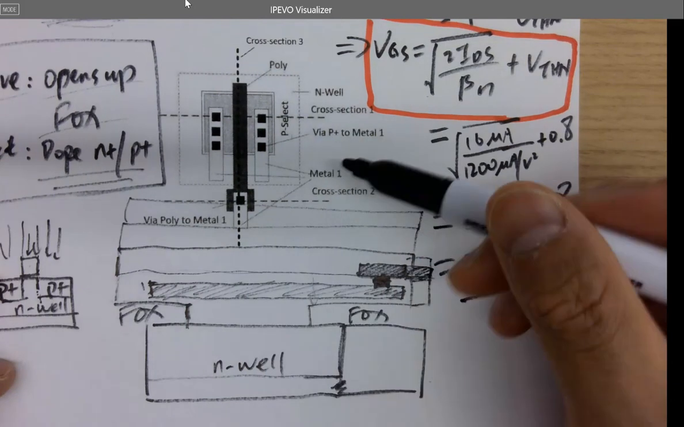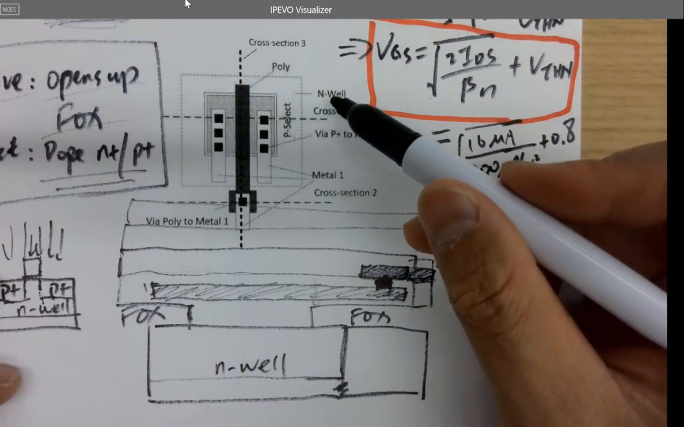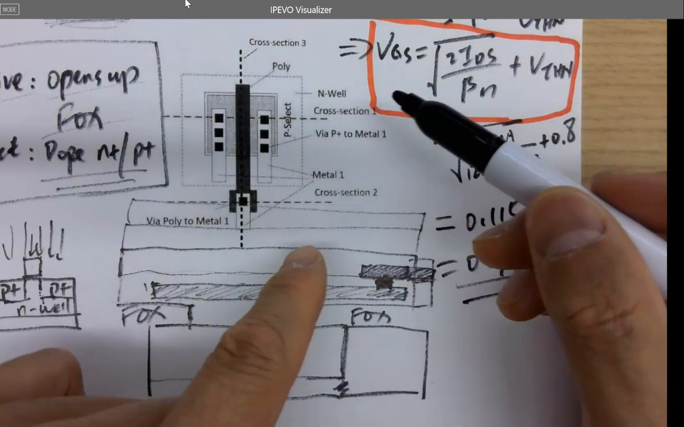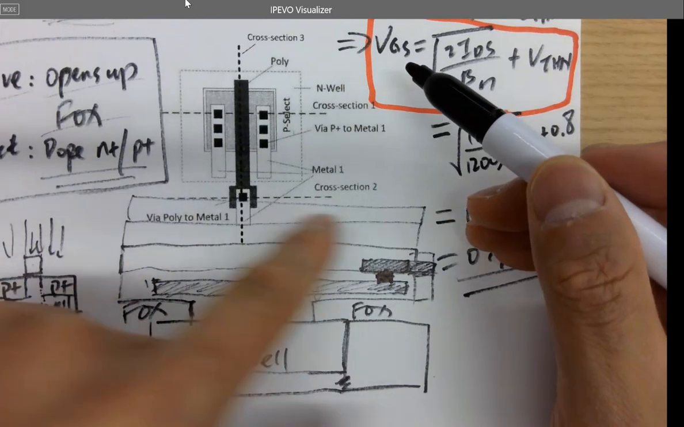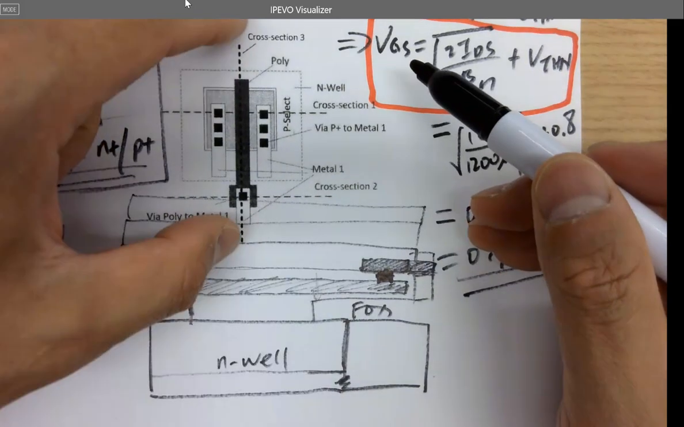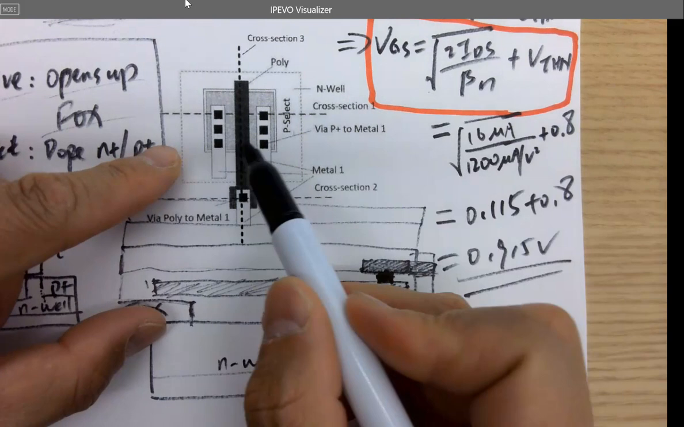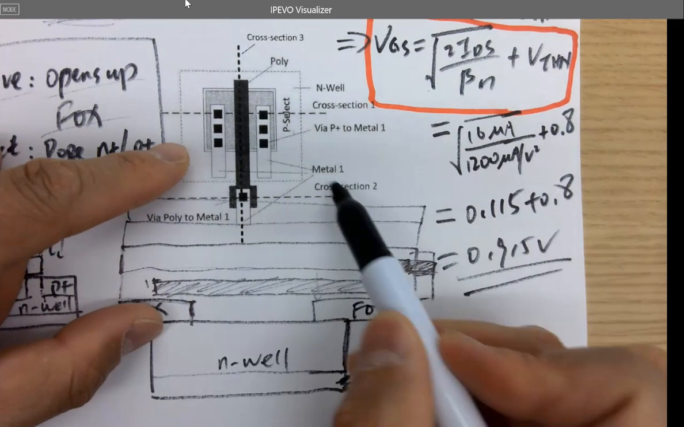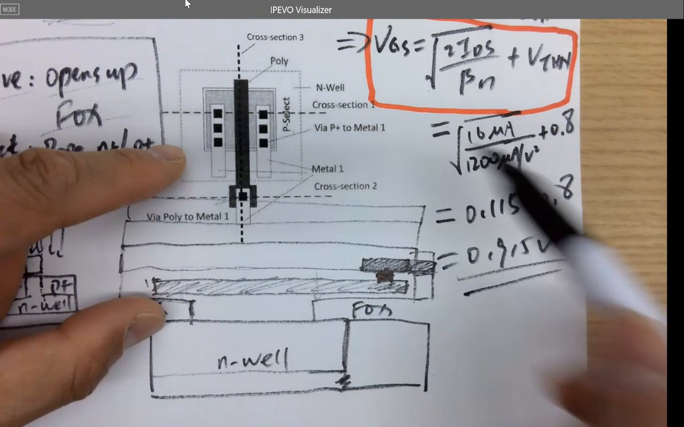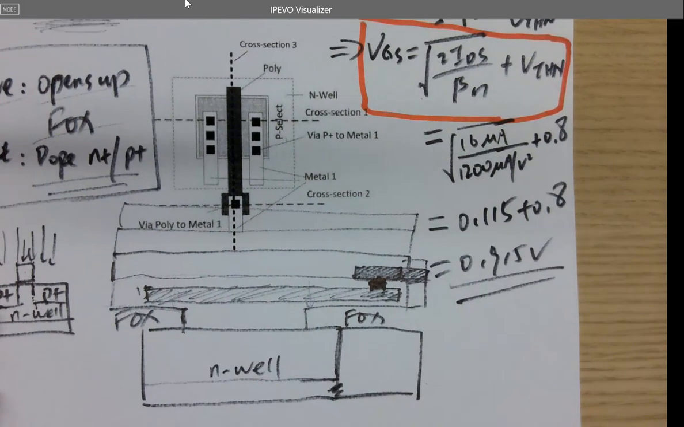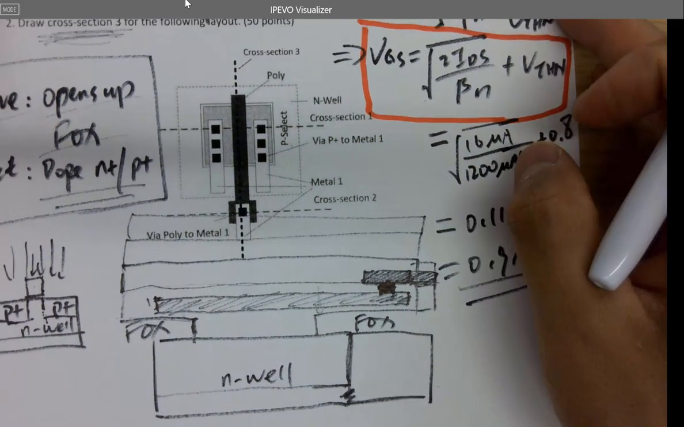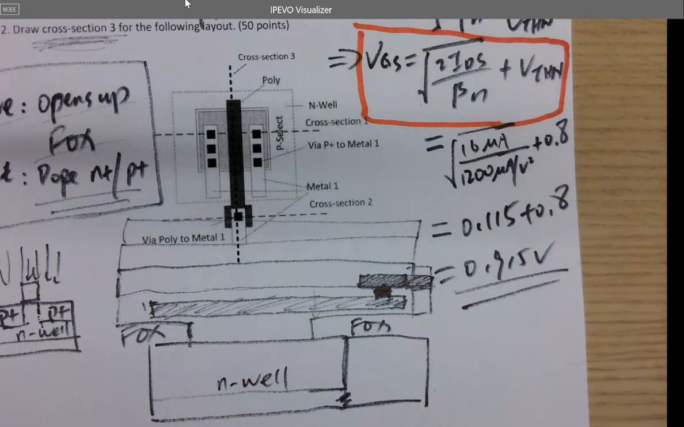Okay, and this problem is also one of the homework problems, but I ask you to draw the other cross-sectional views, which are number 1 and number 2. So let's draw these two as well. Any questions here, so far?